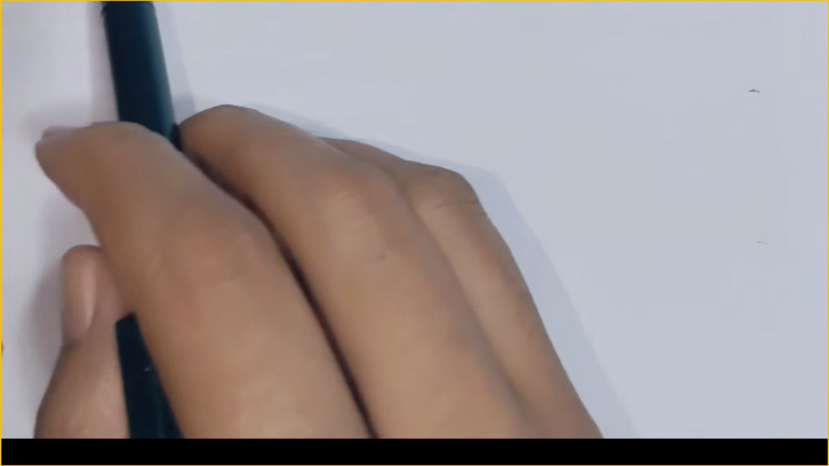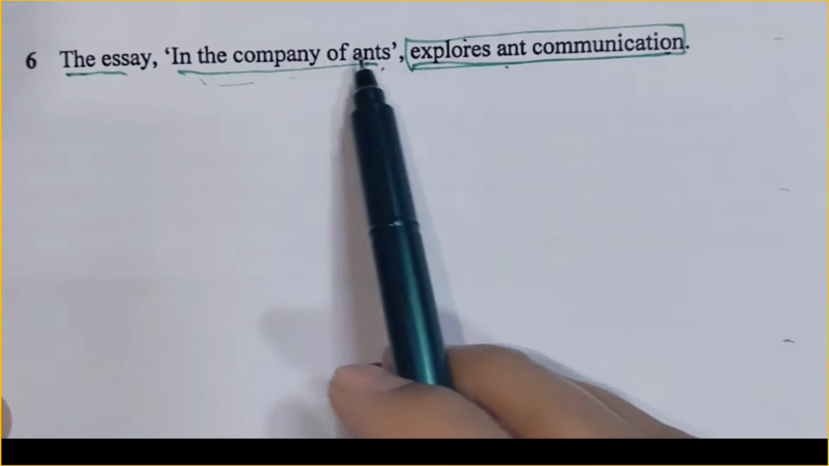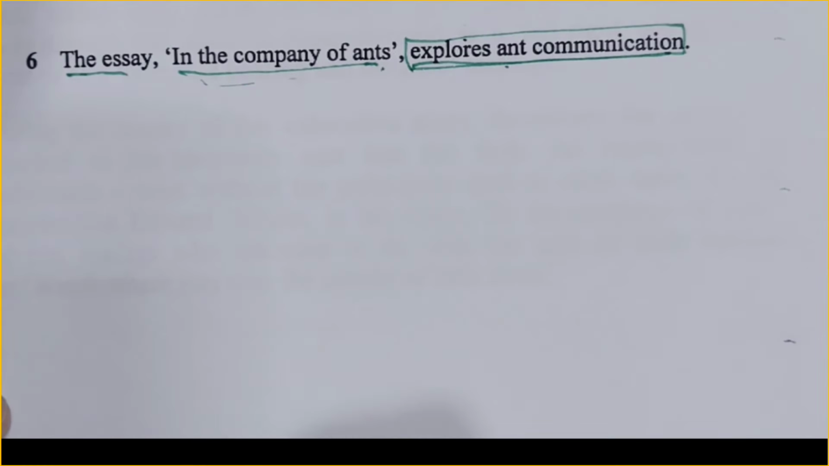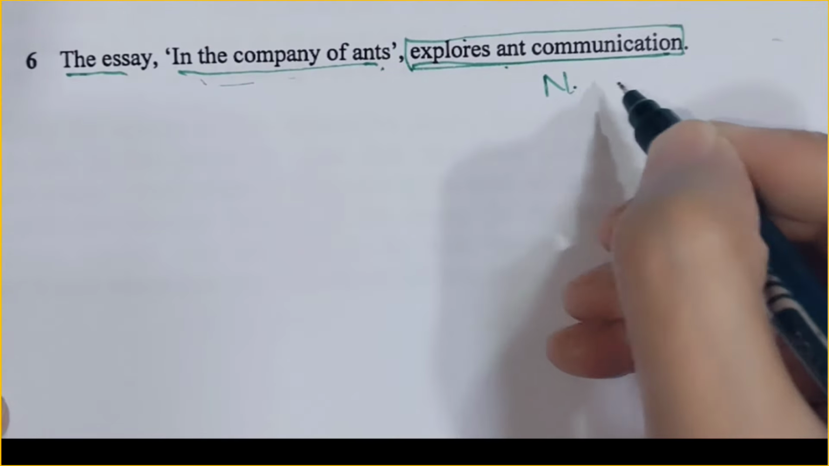But here the statement says the essay In the Company of Ants explores ants' communication. So it's not mentioned there. They're talking about what to do with the ants in the kitchen. You need to be careful because ants will be there. They are tiny creatures, but they are alive. So the answer will be not given.